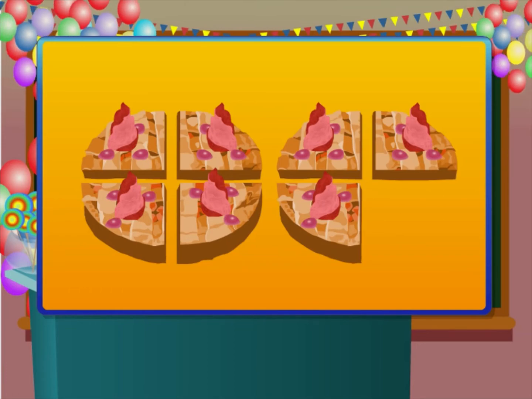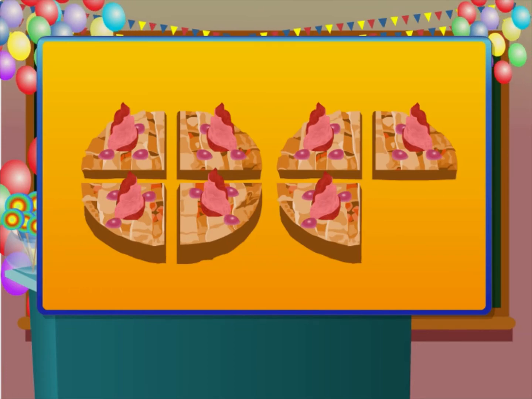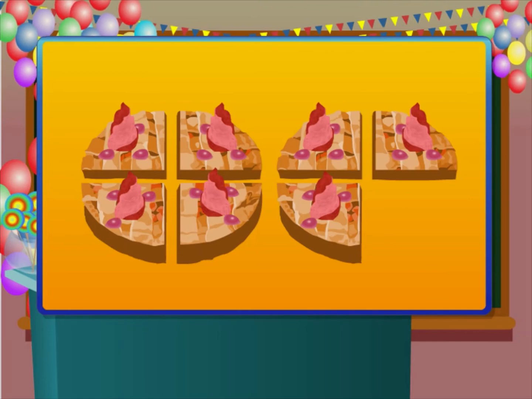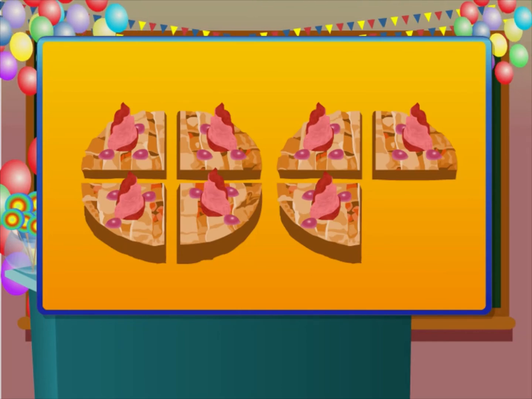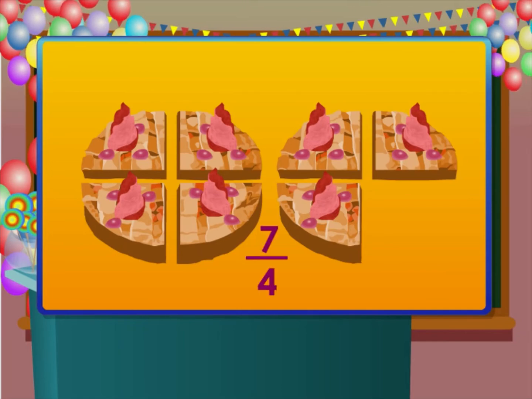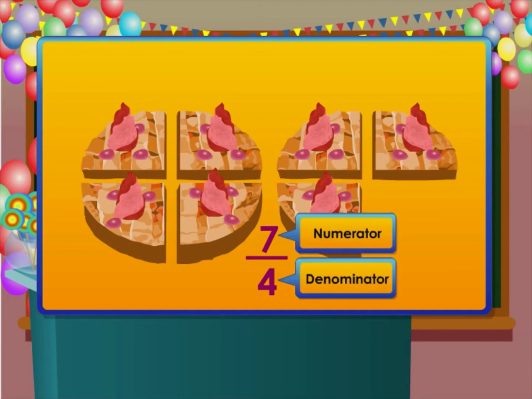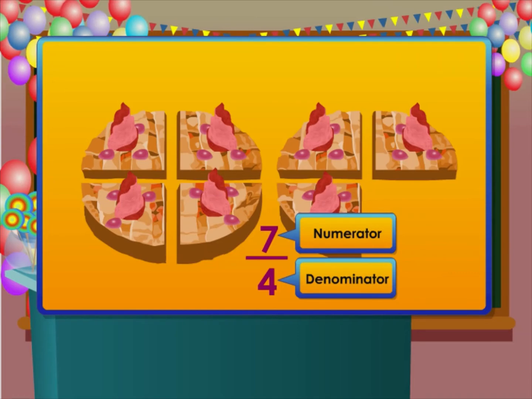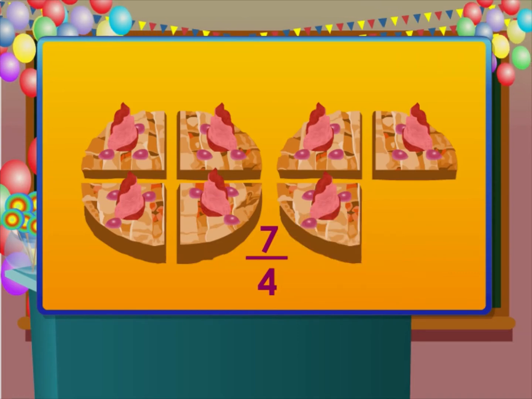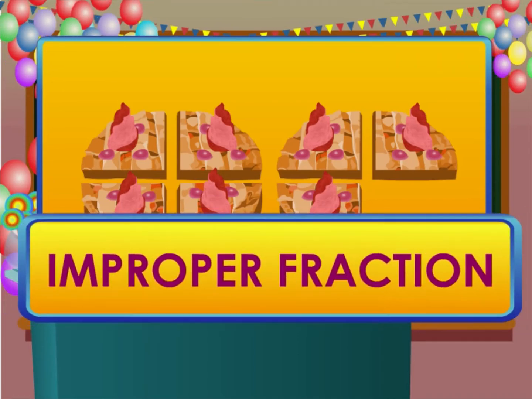It is 7/4, teacher. You're right. The leftover cake is 7/4. We can write the fraction as 7/4. The digit 7 is the numerator. It is greater than the denominator. This type of fraction is called improper fraction.